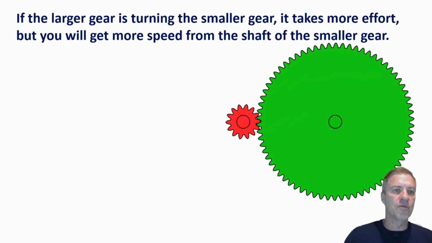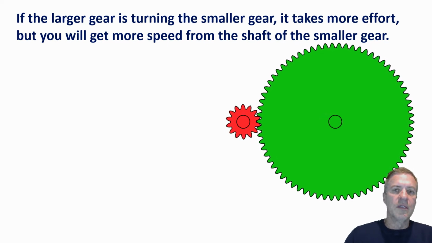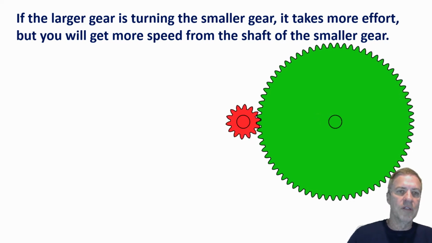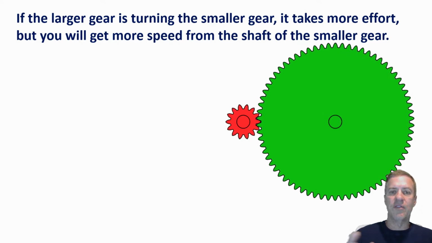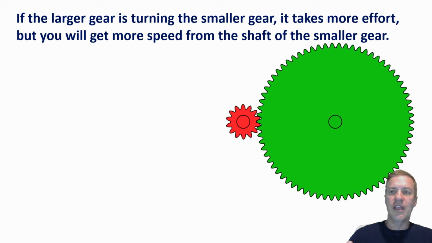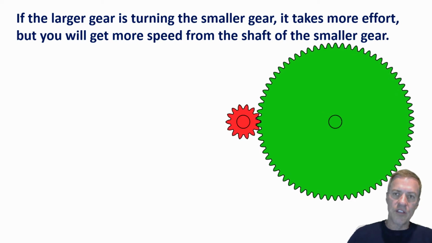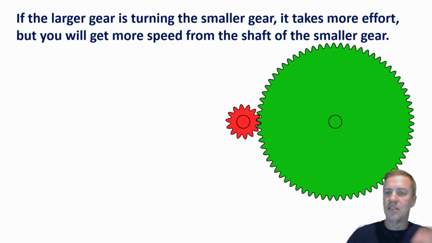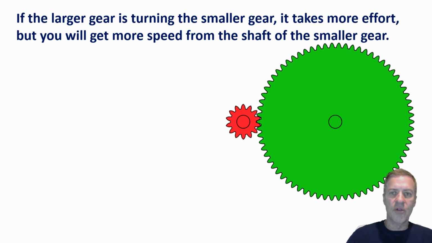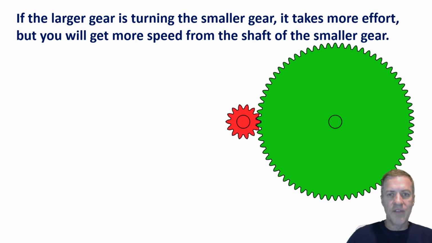All right, so if we look at this, we've got the larger gear, the green gear, turning the small gear. So it's going to take more effort, but you'll get more speed. It's like if you're on a bicycle and you want to go really fast, then you're going to have the chain on the biggest sprocket in the front and the smallest sprocket in the back. So going down hills or on level ground, you can go really fast. Going uphill, it's going to take a lot of effort.